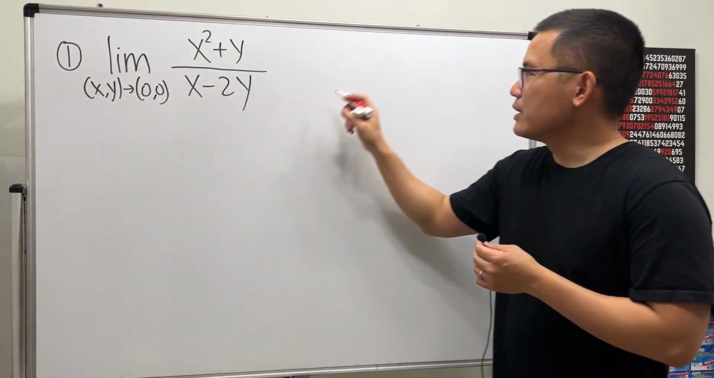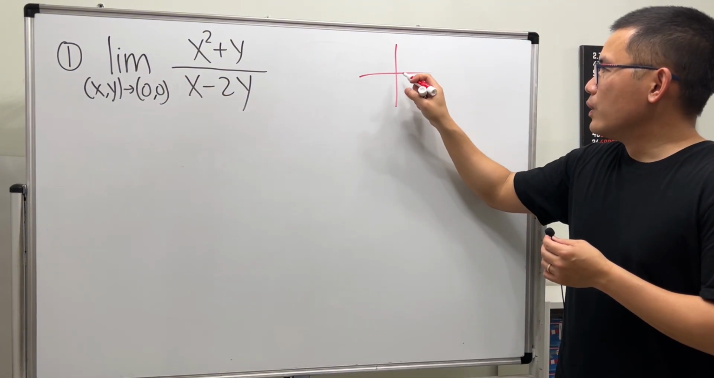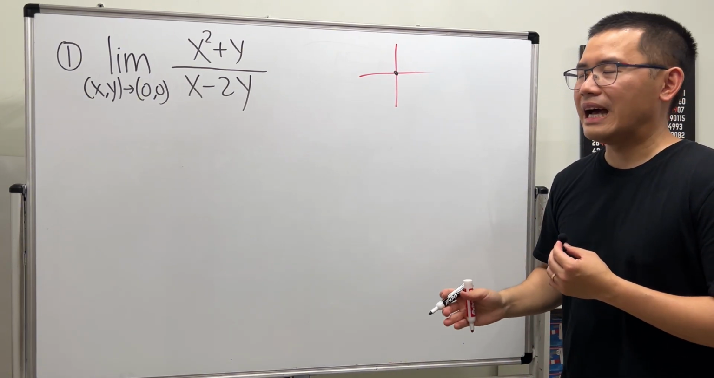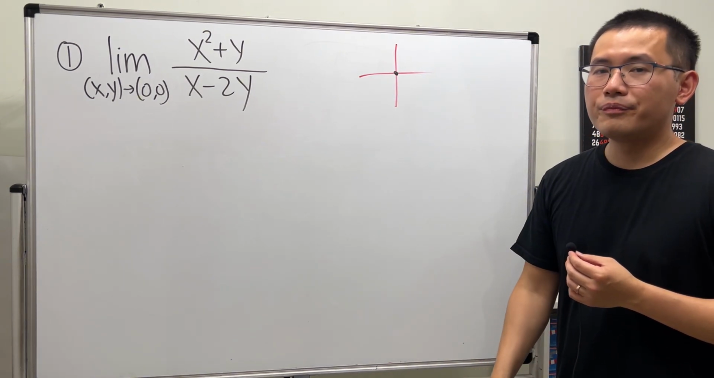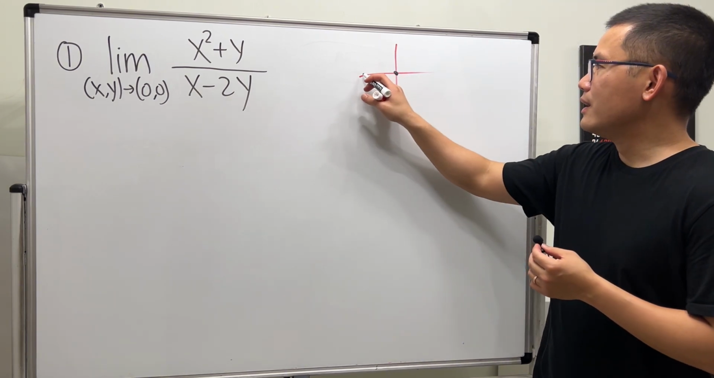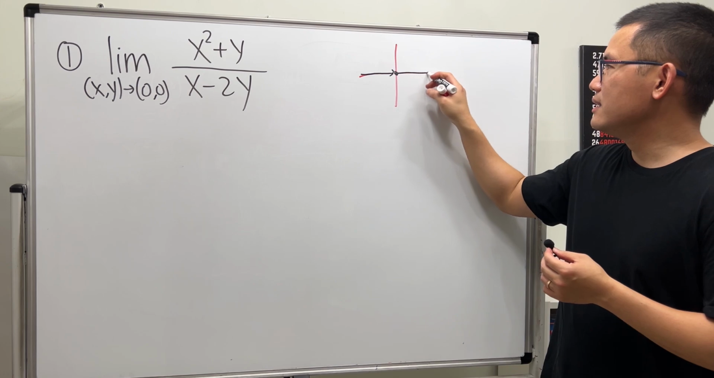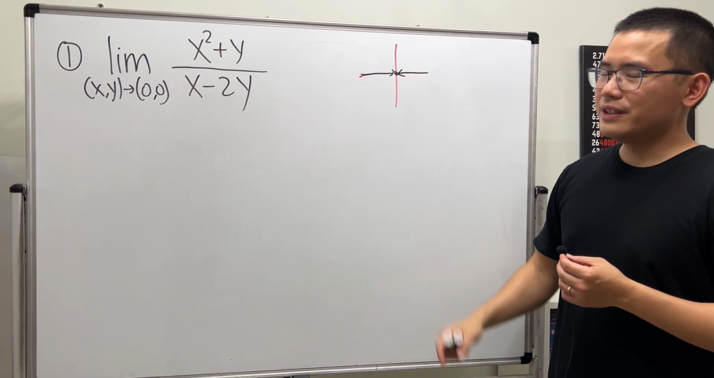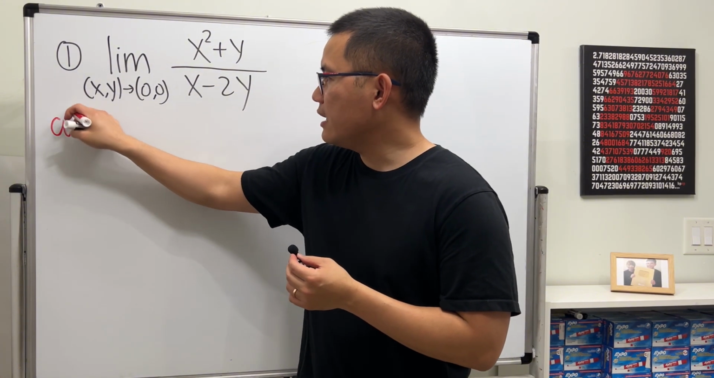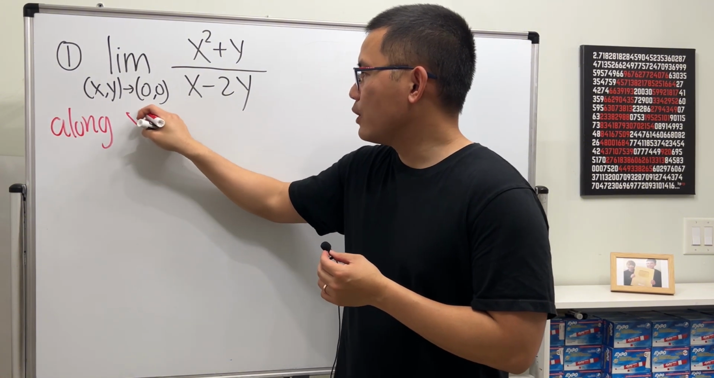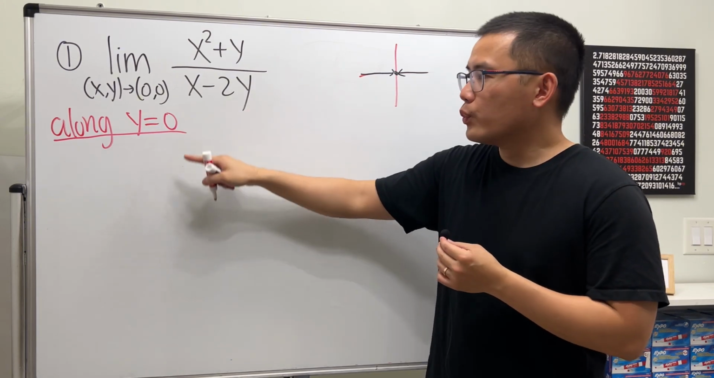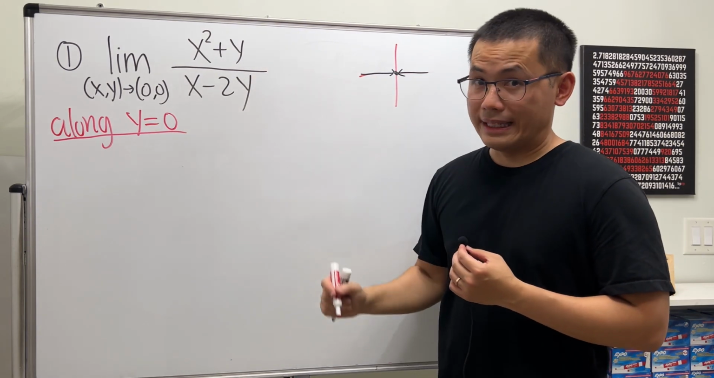Here, let's take a look at a quick picture. The origin is right here, and we have infinitely many different paths to approach the origin. I will first recommend you guys to do some easy ones. The x-axis is an easy one, and the equation for the x-axis is y equals 0. So we first say along the path y is equal to 0, and when we put this down, we can plug in 0 into the y right away.